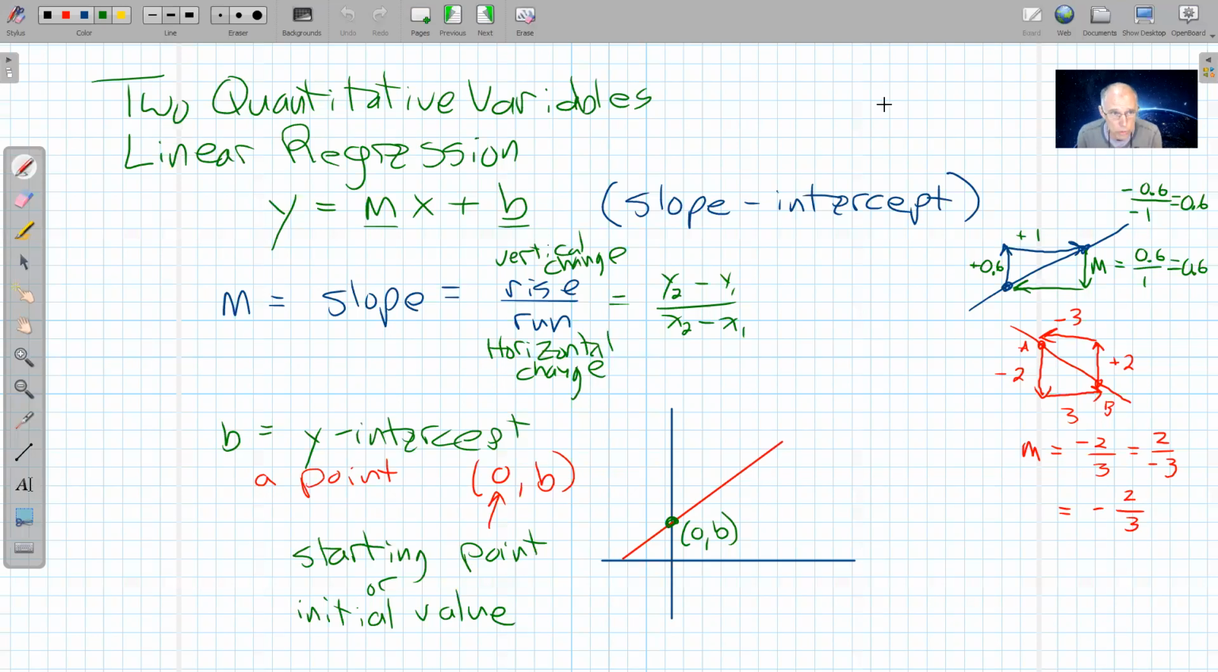So we are looking at two quantitative variables, linear regression. And a reminder, linear regression means we're trying to take a line and fit it to a set of points that sort of kind of line up. So let's look at another example, this time in a spreadsheet.